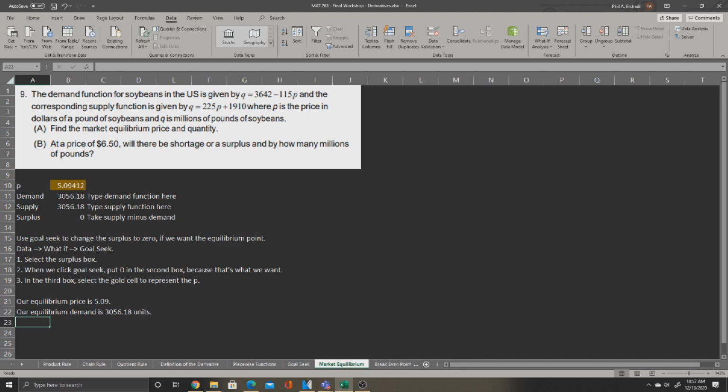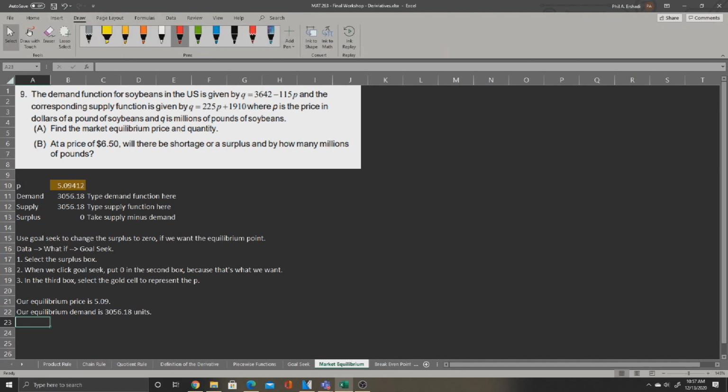Now, remember that our units, again, be careful about this. They mentioned that our units are millions of pounds of soybeans. So we'll have a demand of 3,056.18 million pounds of soybeans. A lot of the time in MAT-263, they like you to restate your units in terms of whatever the problem said. So sometimes you'll have to refer back to the problem to do your rewrite.